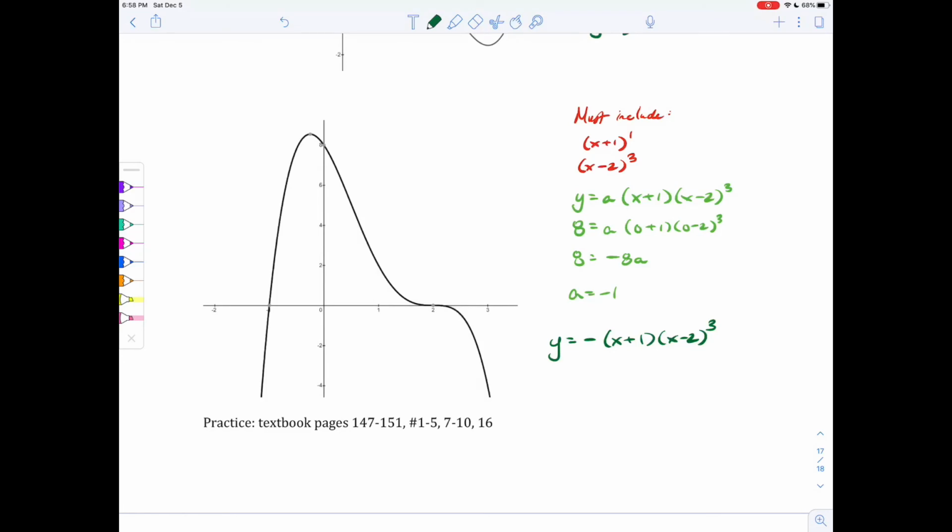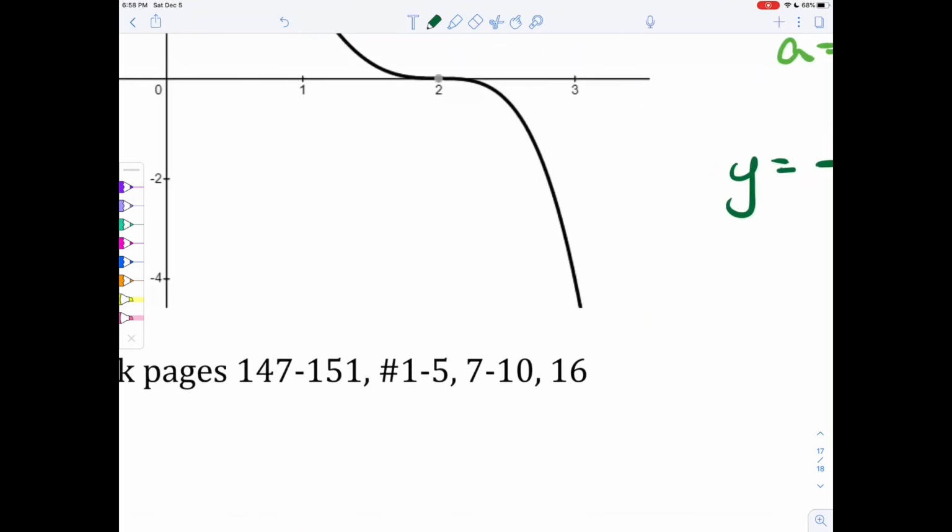And there are other final checks we can do just to make sure. It's a good thing that we got a negative leading coefficient out of this, because this finishes off negative. It goes off to negative land. So we better have a negative leading coefficient for that. But that's that. There is some practice work here, of course.